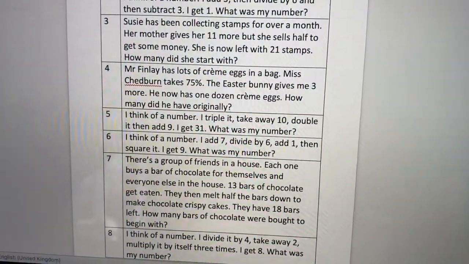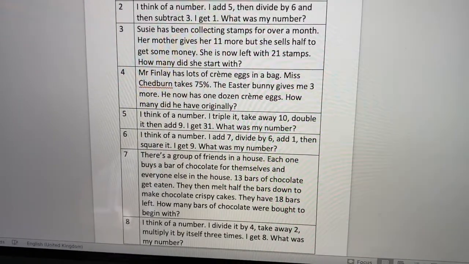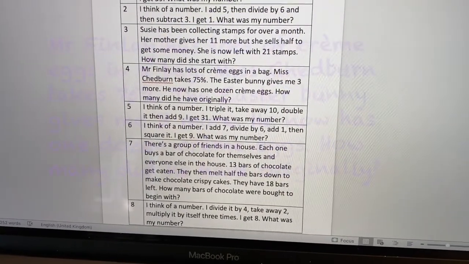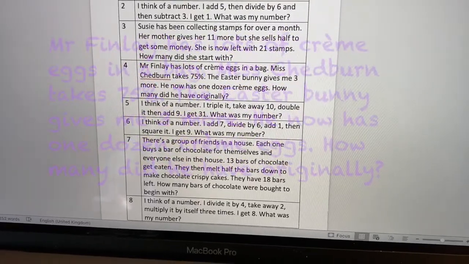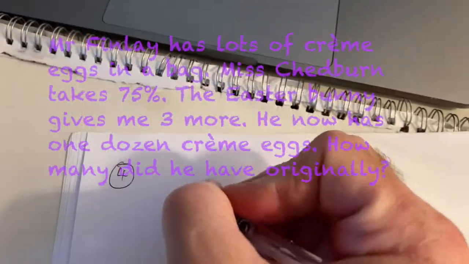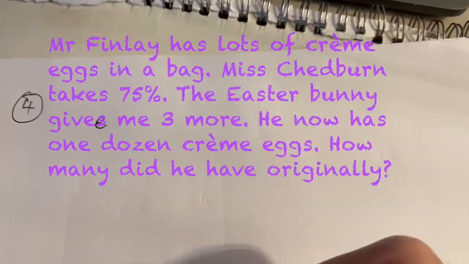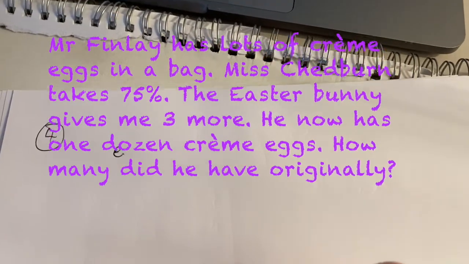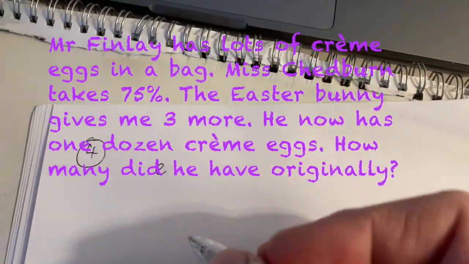So let's go for question 4. Okay. Now this says, Mr. Finley has lots of Easter eggs in a bag. Miss Chedburn takes 75%. The Easter Bunny gives me 3 more. So we've got lots and lots of questions. Let's put it all out there. Easter eggs, let's call it E then. It says, Mr. Finley has lots of Easter eggs. Miss Chedburn takes 75%. That's a really interesting way of doing it.